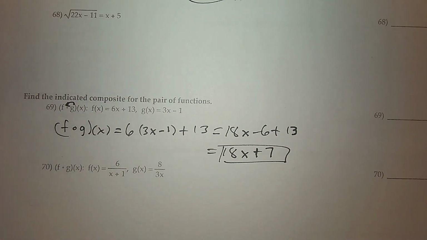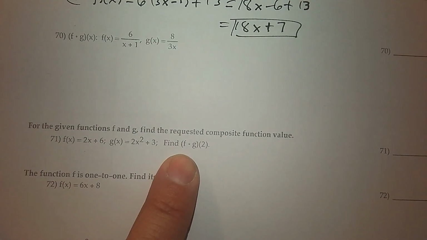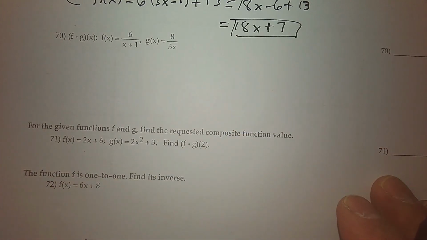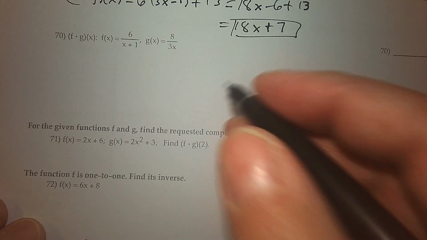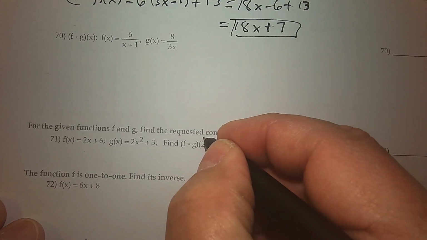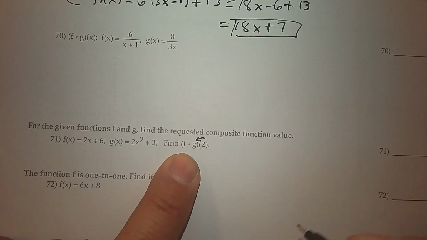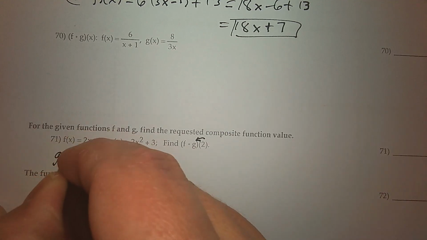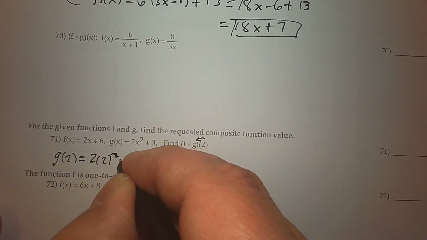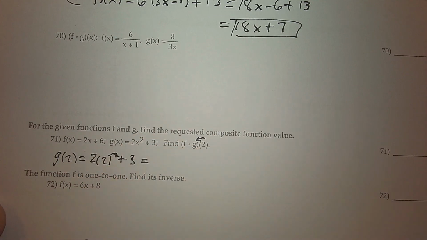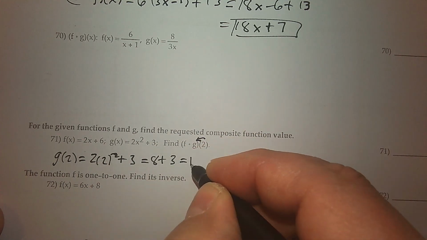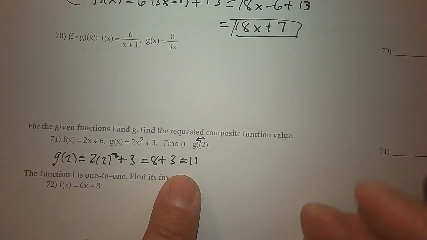Look at 71. Is this also a composite? But what's different is we're not evaluating at a variable, but at an actual number, a constant. So how do I do f composed by g at 2? What do I do? First, I plug 2 into what? So if I plug 2 into g, what answer do I get? 2 squared times 2, and then add it up. What answer do you get when you plug 2 in?